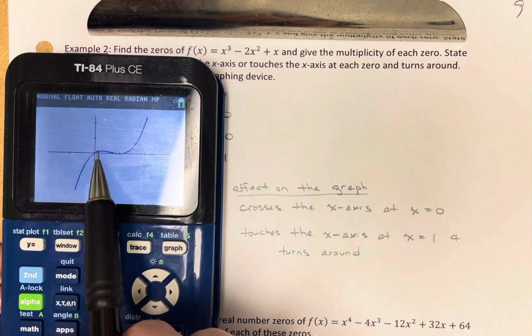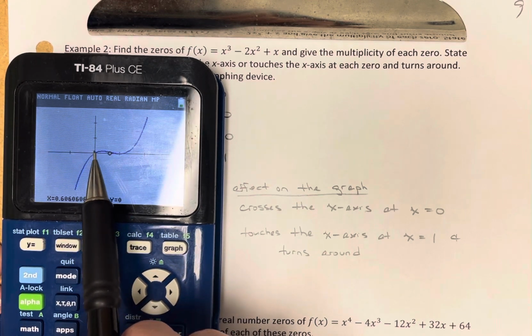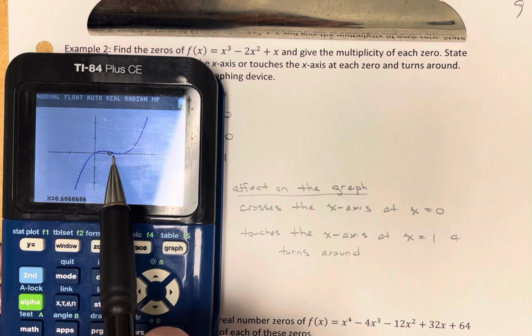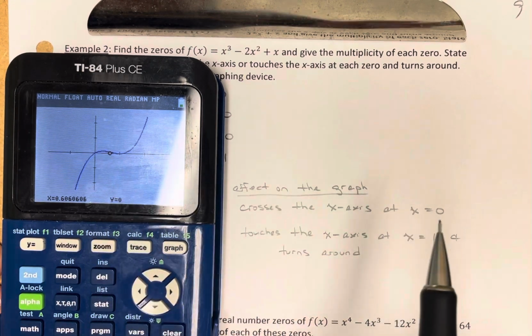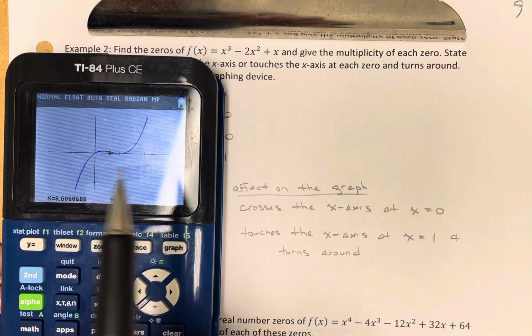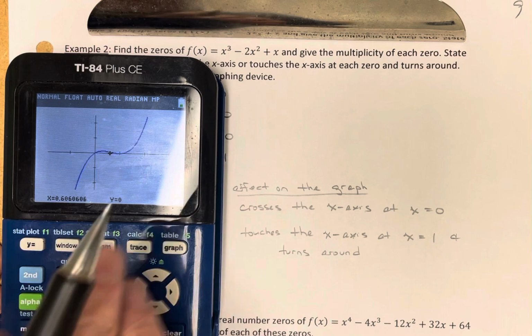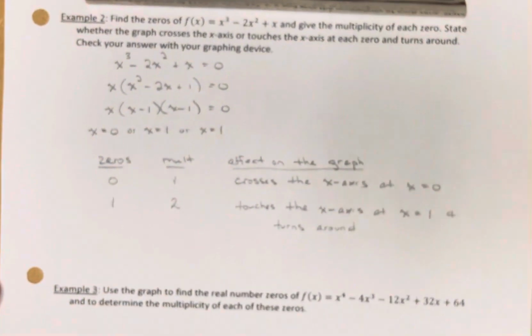It is crossing at 0 right there. It's going above the x-axis, coming down, hitting at 1, and turning around. And that's what we have here. It crosses at x equals 0. There's the cross. It touches at x equals 1 and turns around. There we go. Okay, last example.